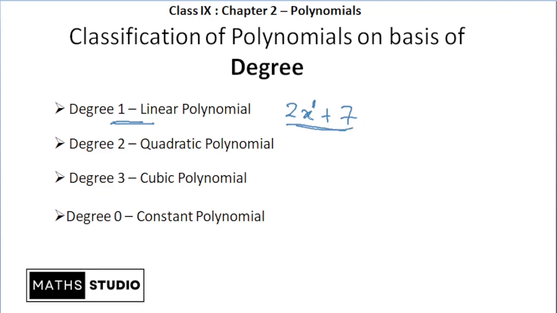Where did we come across linear polynomial? When we were in class 7 doing linear equations. In class 8 also we came across them. Now degree 2, example is 2x square plus 7x plus 5.